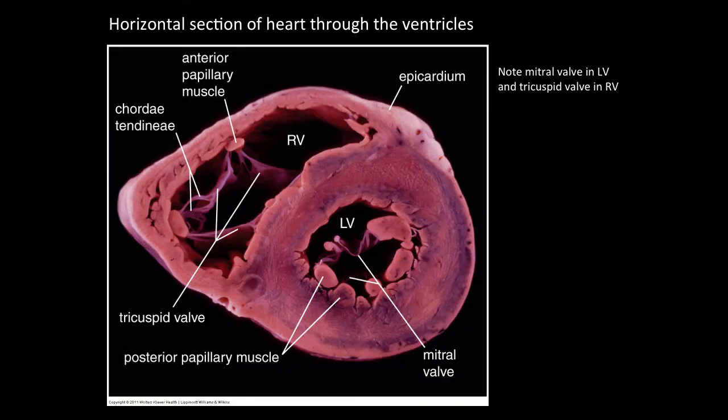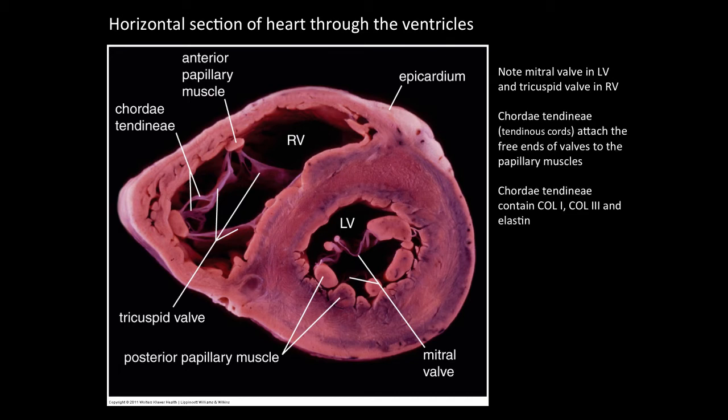Here's a horizontal section of the heart through the ventricles. Note you can see the mitral valve in the left ventricle and the tricuspid valve in the right ventricle. The chordae tendineae, or so-called tendinous cords, attach the free ends of the valves to the papillary muscles, and the chordae tendineae contain collagen 1, collagen 3, and elastin.